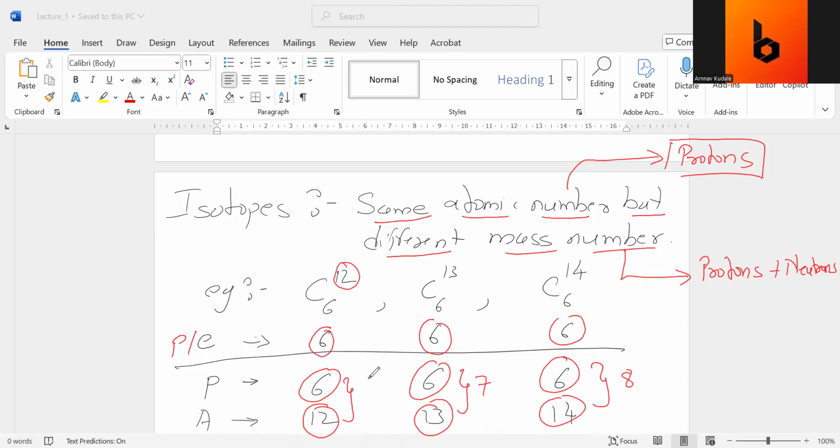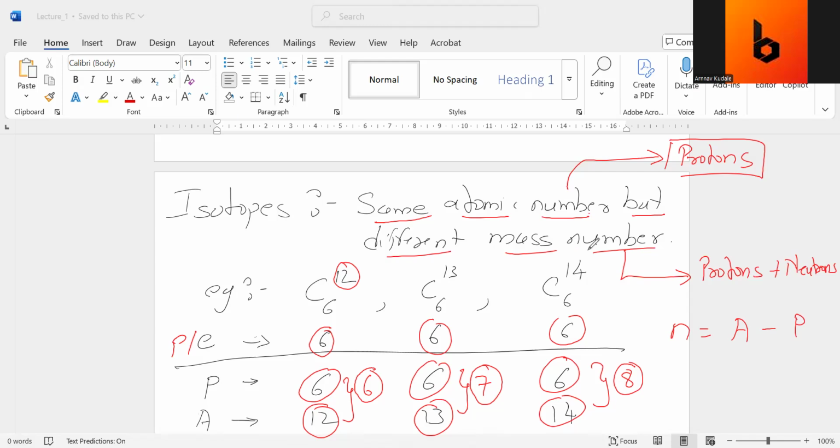is giving you the neutron number, correct? So how do we get the neutron number? Neutron number is the atomic mass number minus the proton number. So if you notice, the difference is the neutron number. So they have same atomic number, different mass number.